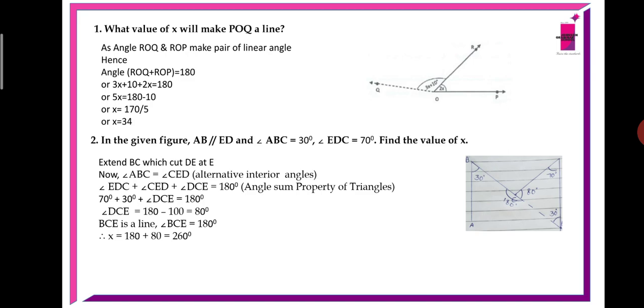So x equals 34. By simplifying 170 by 5, you will get 34 degrees. Now we can say that if POQ must be a line, then the x value should be 34 degrees.